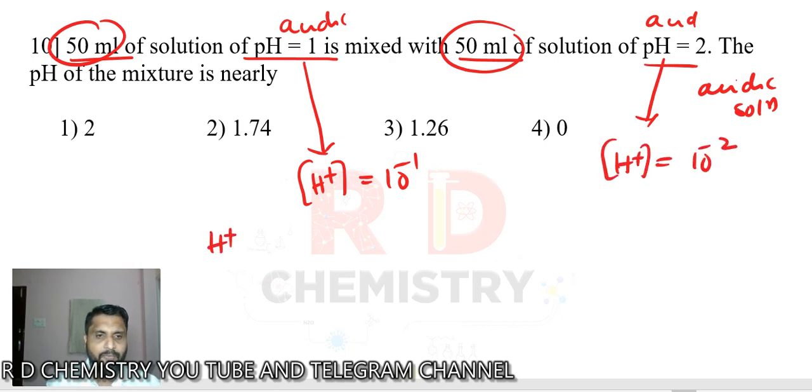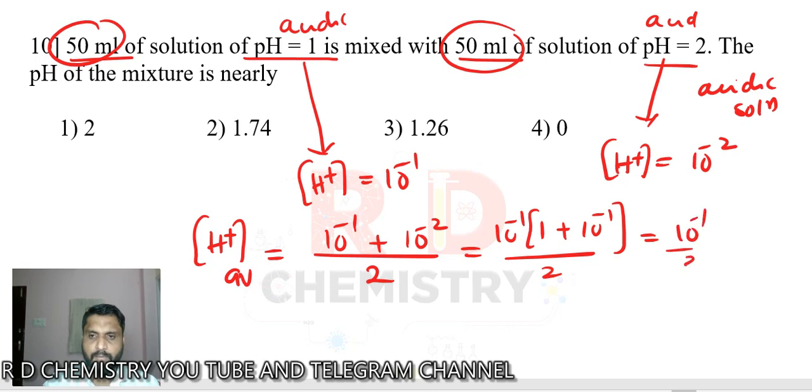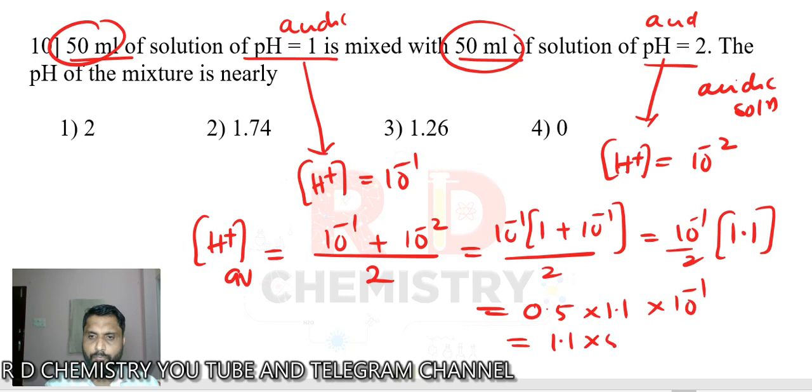So now you have to calculate average pH. Sorry, average hydrogen ion concentration. So we have got 10 power minus 1 plus 10 power minus 2 whole divided by 2, correct? So divided by 2, 10 power minus 1 is common, 1 plus 10 power minus 1, correct? So this is equal to 10 power minus 1 divided by 2, this is 1.1, right? So this is equal to 1 by 2 is equal to 0.5, 0.5 into 1.1 into 10 power minus 1, clear? So you can take 1.1 into 5 into 10 power minus 2. So this is equal to 5.5 into 10 power minus 2, correct?